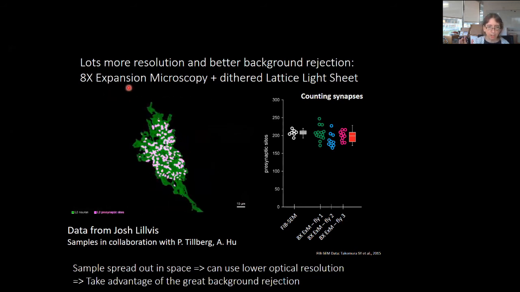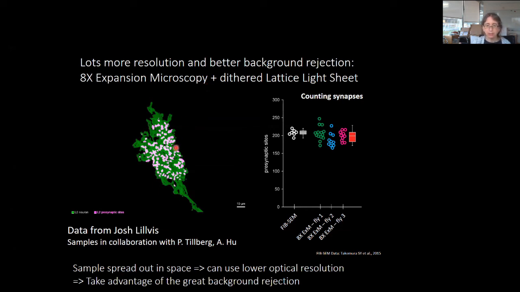So he's doing 8x expansion microscopy. He's labeling all of the synapses in the sample. And the big advantage of that is that with those synapses spread further apart, you can afford to have a lower resolution microscope. And that means that you can move from something like Bessel Beam SPIM to a lattice light sheet microscope, which has lower Z resolution, but the background rejection is excellent. And then it's also very fast imaging as well.